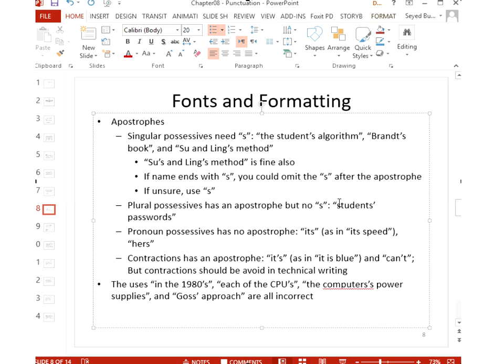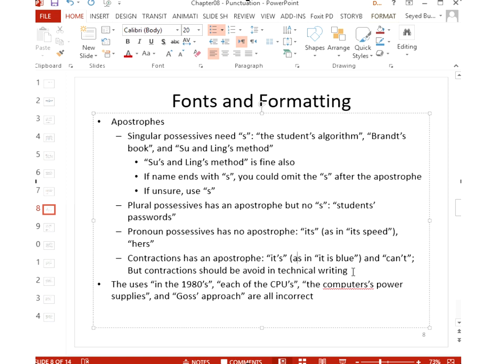About plural possessives, okay, like students' passwords. So here, students is a plural, so you don't put the S here. There's no S here, you only have the apostrophe. Pronoun possessives have no apostrophe. It's like its, you don't say it apostrophe s. This, meaning it apostrophe s, means it is.